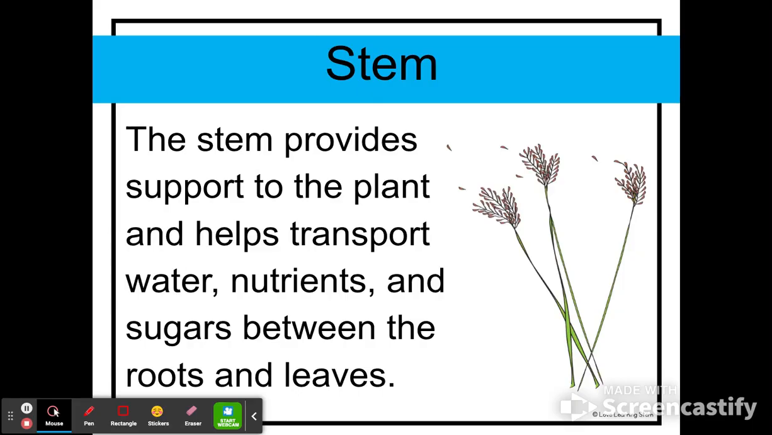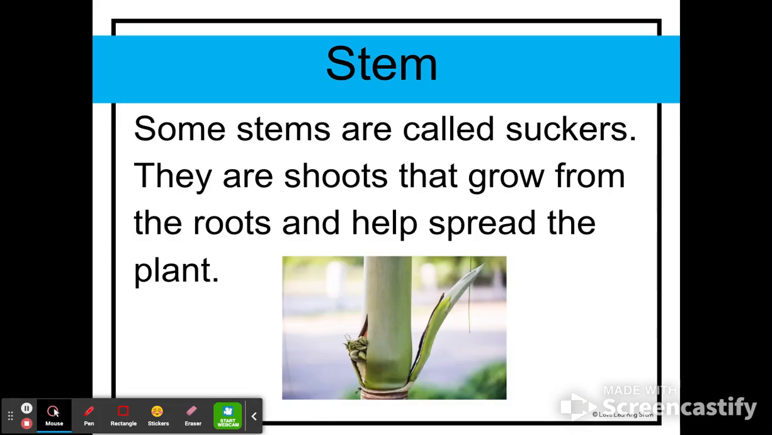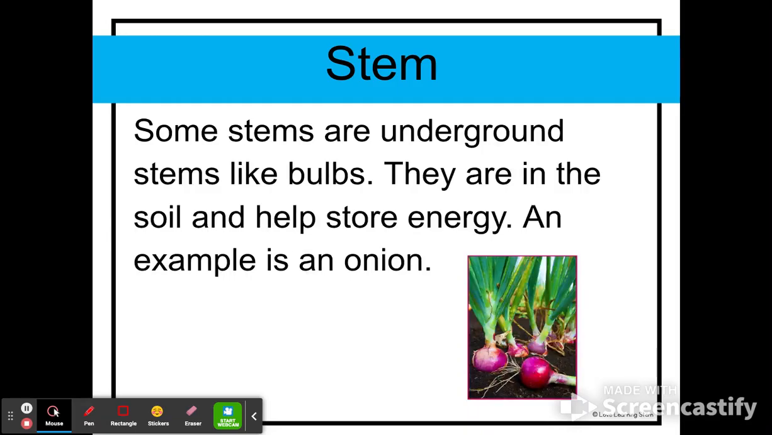The stem is another external structure, and it provides support to the plant and helps transport water, nutrients, and sugars between the roots and the leaves. Some stems are called suckers. They are shoots that grow from the roots and help spread the plant. Some stems even are underground stems like bulbs. They are in the soil and help store energy. An example is an onion.